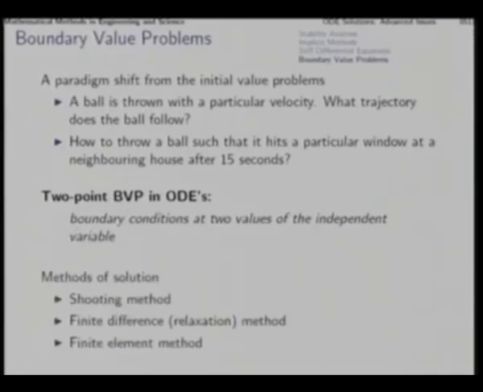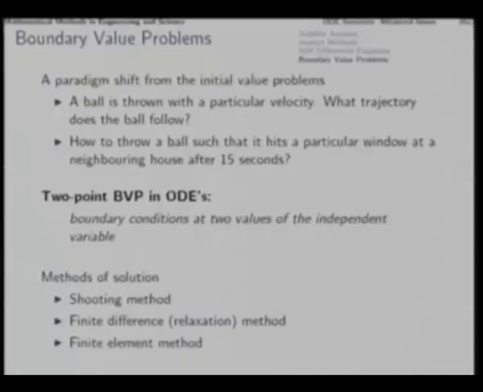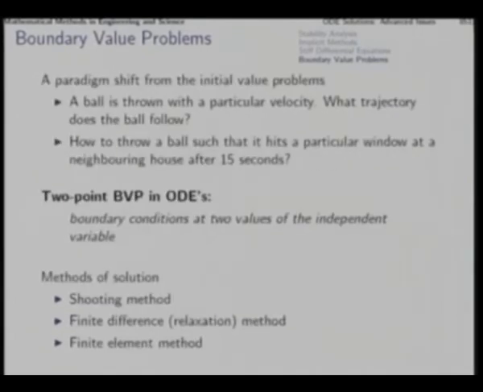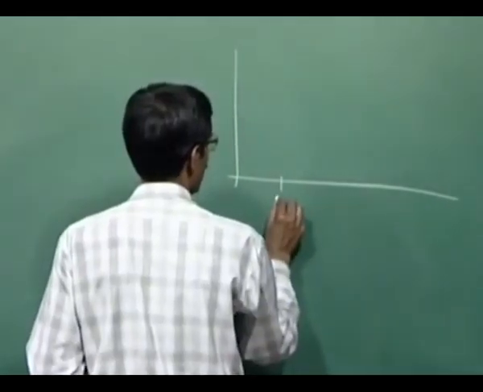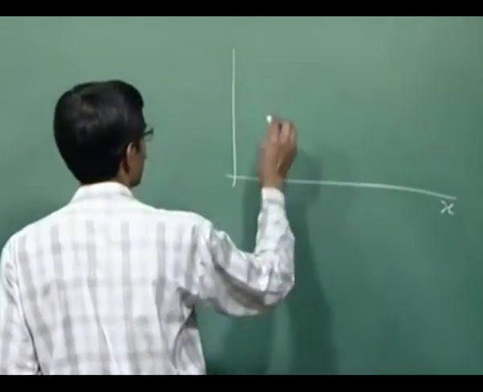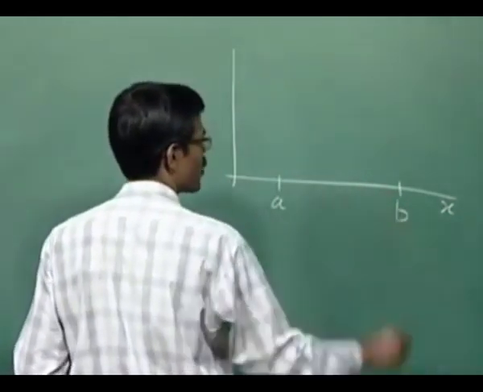So, the methods of solution, one is shooting method, which is conceptually the easiest, and then you have finite difference methods, finite element methods, and so on. So, we will consider two methods here, one is shooting and the other is relaxation or finite difference method. In the case of shooting method, let us understand it with the help of an example. Suppose at x equal to a, we have got some values given, and at x equal to b, we have some other values given.